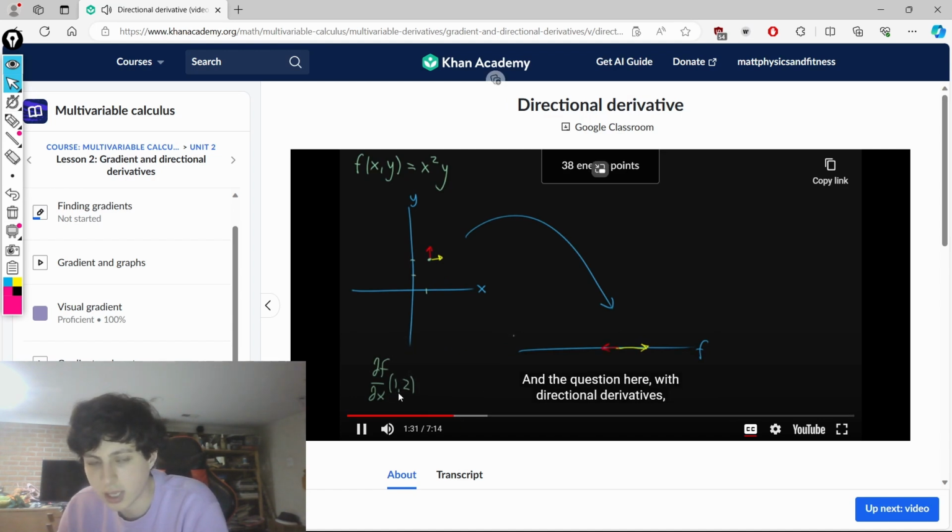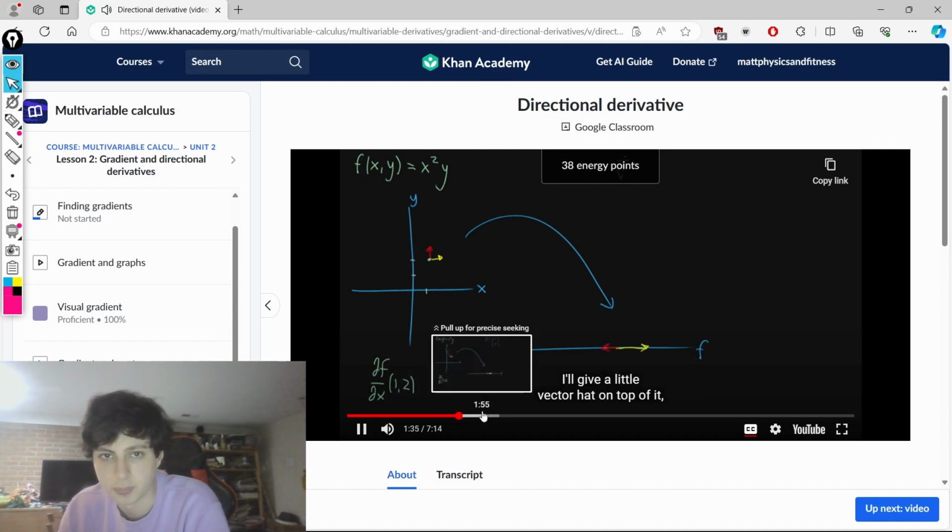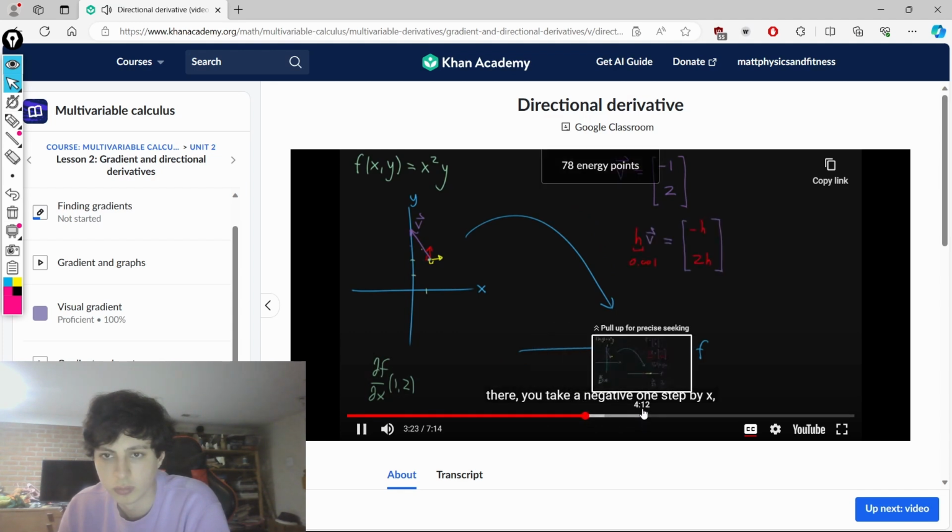And the question here, with directional derivatives, is what if you have some vector v, I'll give a little vector hat on top, stemming from the original point, and you're wondering, what does a nudge in that direction do to the function itself? And remember, with these original nudges in the x direction and nudges in the y, you'd be thinking of taking a step along where you take a negative 1 step in x, and then 2 of them up in y.